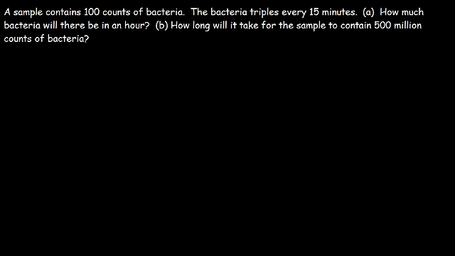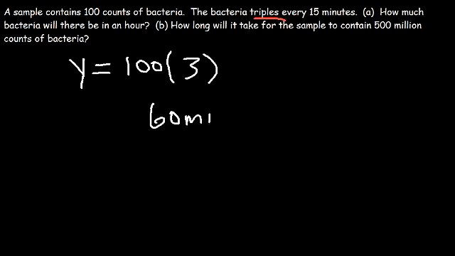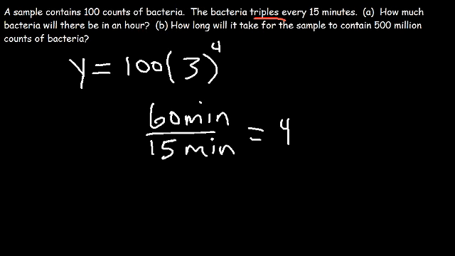A sample contains 100 counts of bacteria. The bacteria triples every 15 minutes. So let's write the equation. We can see that a is 100, that's the initial population. Now the bacteria triples, so b is 3. And it does so every 15 minutes. So how many 15-minute intervals are there in a single hour? Well, 1 hour is 60 minutes, and if we divide that by 15, this is going to equal 4. So the equation is 100 times 3 raised to the 4t, where t is in hours.